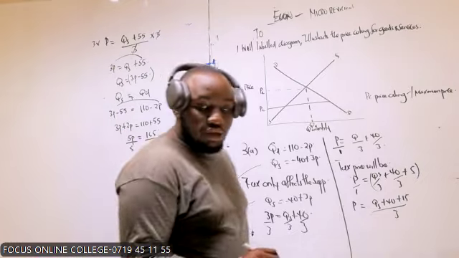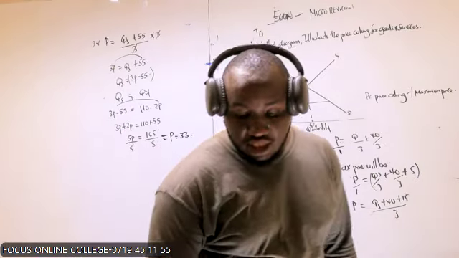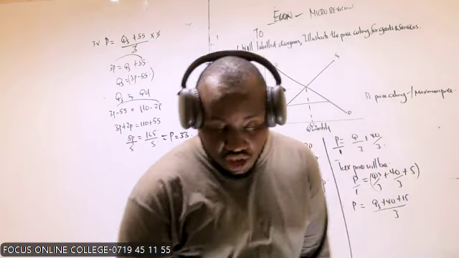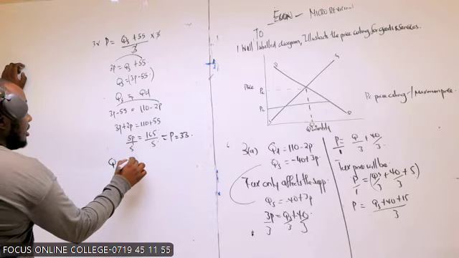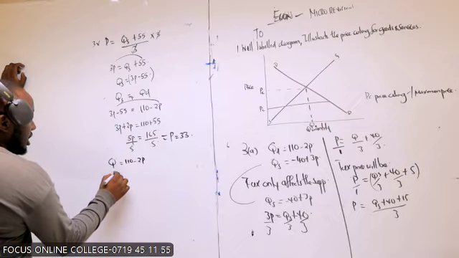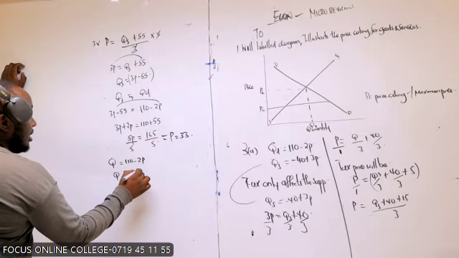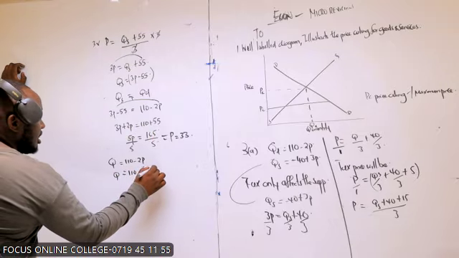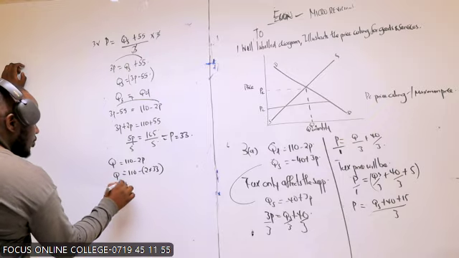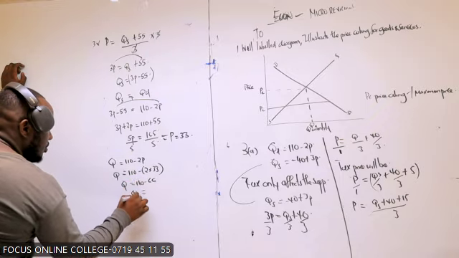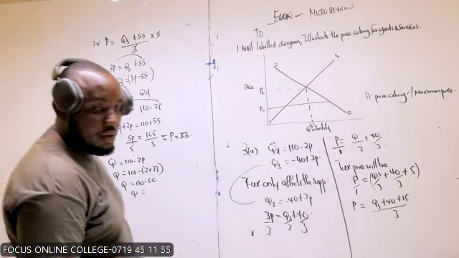But on the other hand, you're being asked for the equilibrium quantity. You simply replace that. If I have quantity, I can pick the demand, which is Q equals 110 minus 2P. Even if I pick that, it will still give me Q is 110 minus 2 times 33. So Q is going to be 110 minus 66. What is Q?